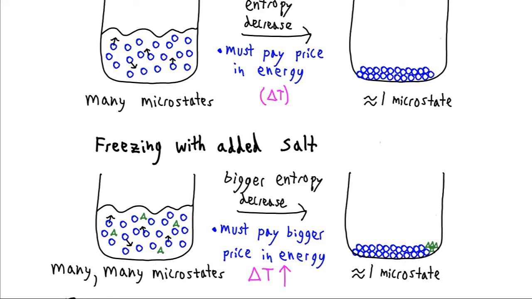Since we go from a much more disordered state to that ordered state, we're going to have a bigger entropy decrease. And so we're going to have to pay a bigger price for that decrease in energy. So we're going to need a larger difference in temperature in order to transition to the solid state. We're going to have to pay a more expensive electric bill in order to run this freezer.